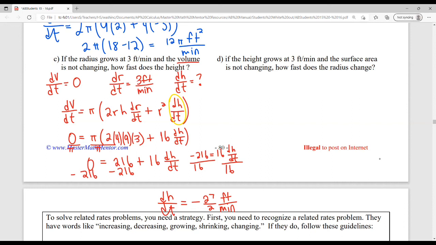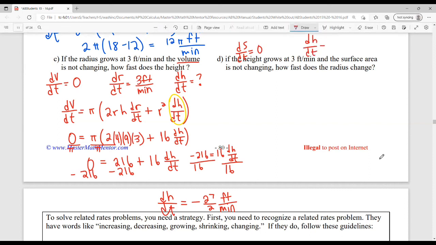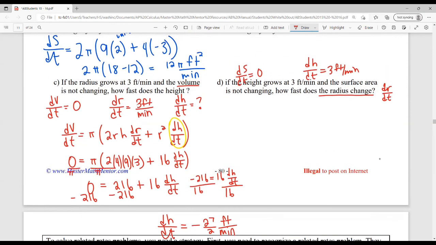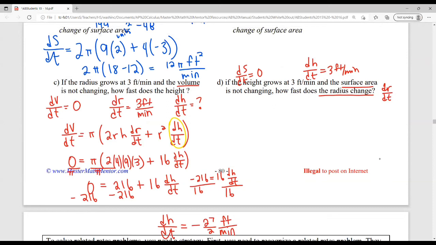Part D, very similar problem. If the height grows at 3 feet per minute and the surface area is not changing. So what do we know in this problem? We know dS/dt is not changing. That's equal to 0. We also know that dH/dt is equal to 3 feet per minute. They're asking how fast does the radius change? So we're actually solving for dr/dt, and we're going to use the surface area formula.